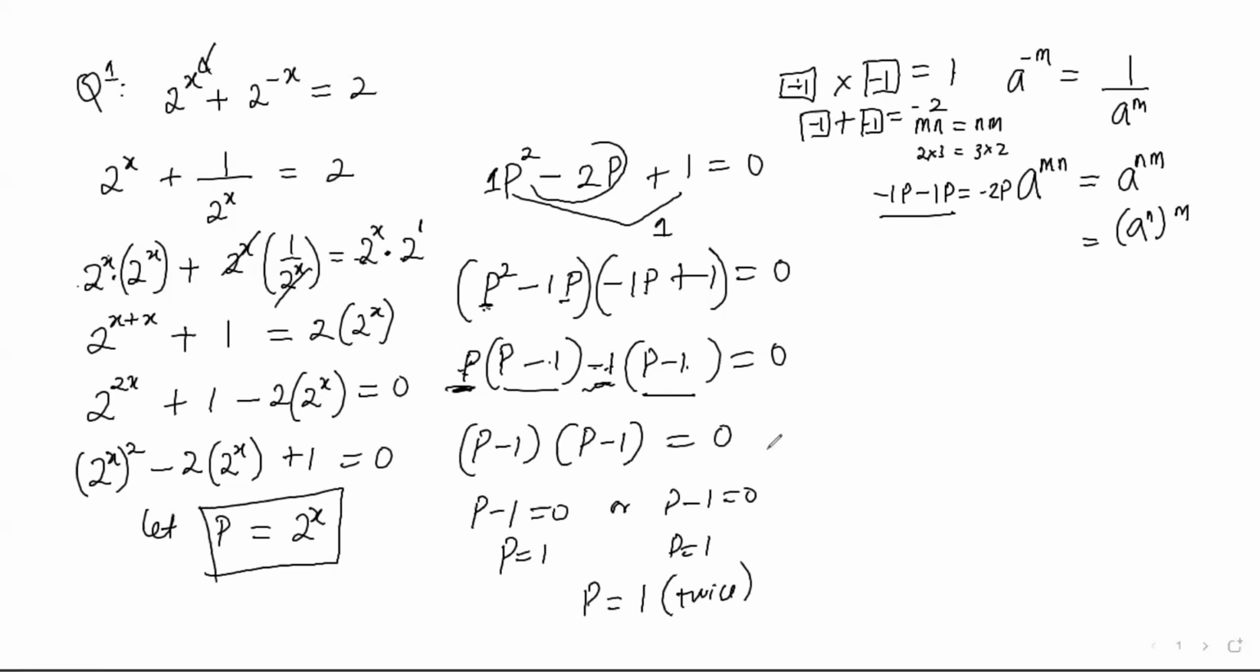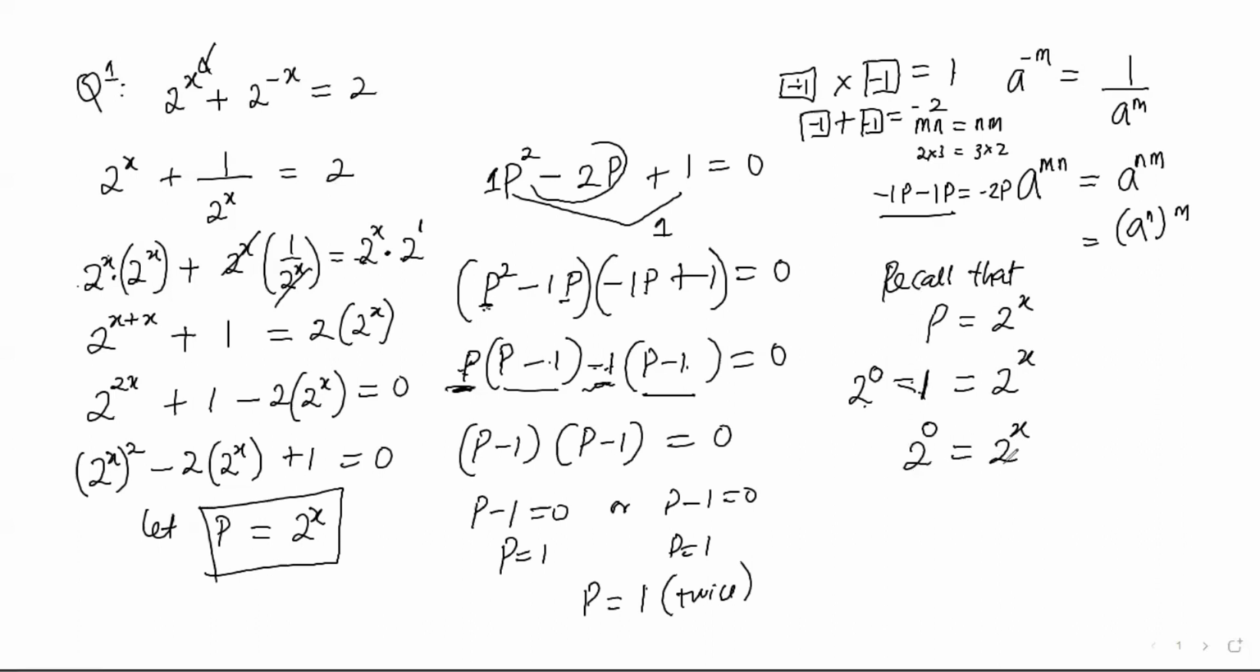So you're going to recall that p is equal to 2 to the x. So now, this p is 1, so 1 is equal to 2 to the x, right? And this 1 is the same as 2 to the power 0, right? So 2 to the power 0 is 1, so I want to write it as 2 to the power 0 is equal to 2 to the power x.